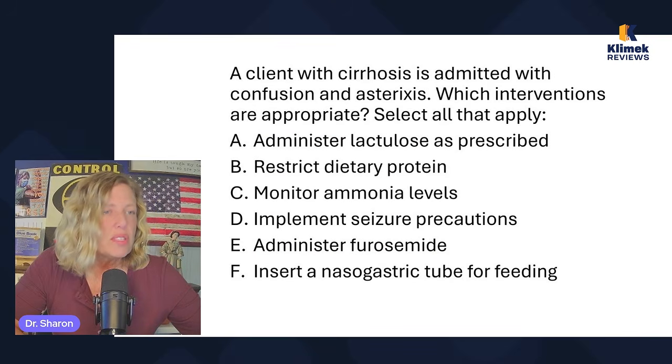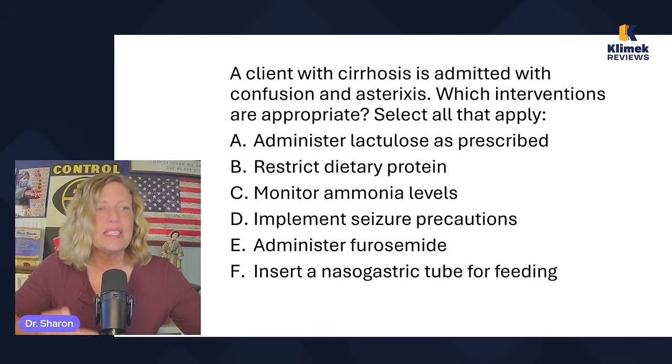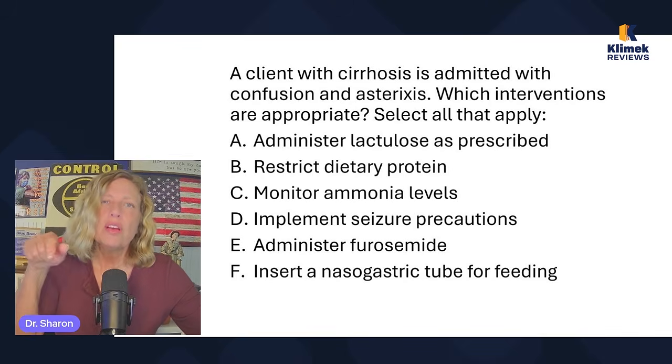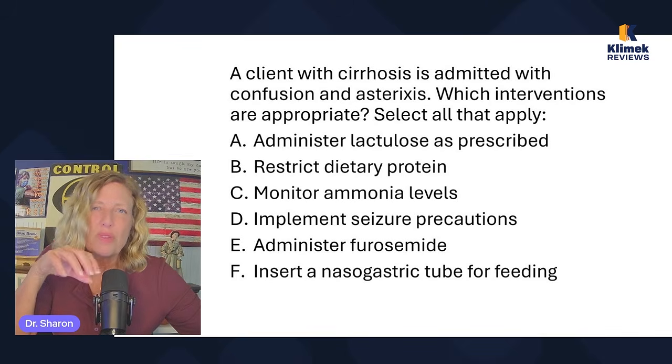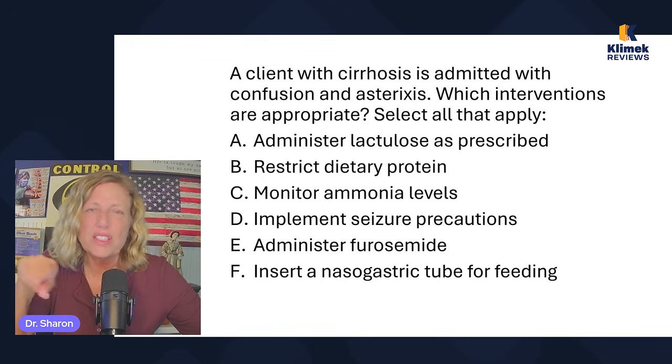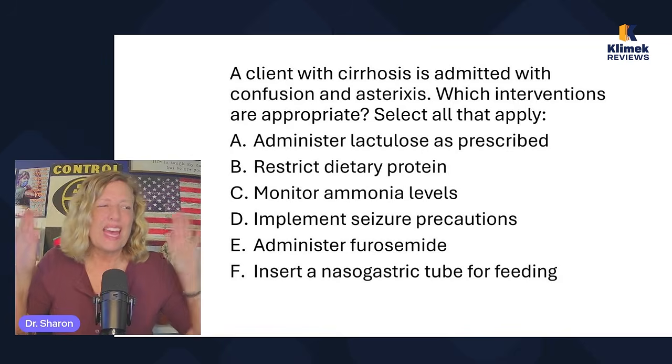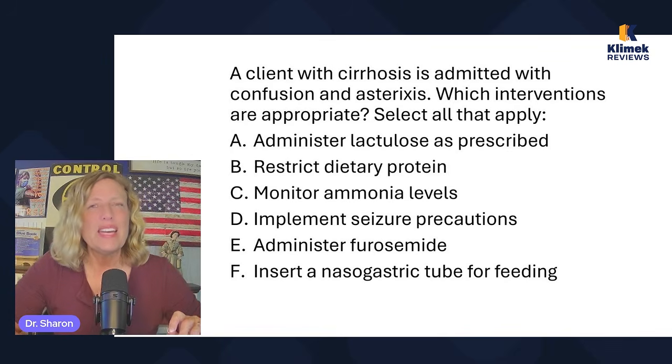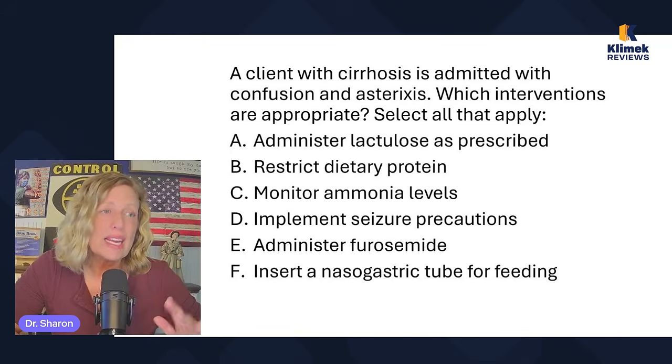A client with cirrhosis is admitted with confusion and asterixis. Which interventions are appropriate? Select all that apply. Again, you have to use clinical reasoning and say, what do I think is going on here? So in the previous video, the one where I just did complications and interventions, not SATA questions, just standalone questions, I taught you what asterixis was. I said it's hand flapping, and it's a symptom of hepatic encephalopathy.